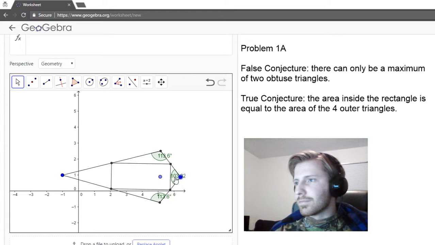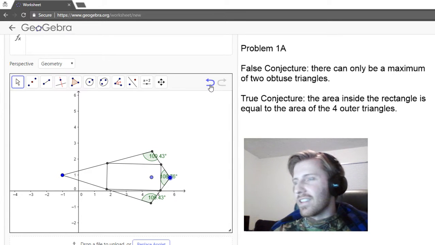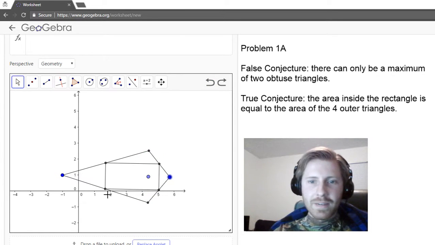So, there we have the false conjecture, proven to be false. So, on to my true conjecture.